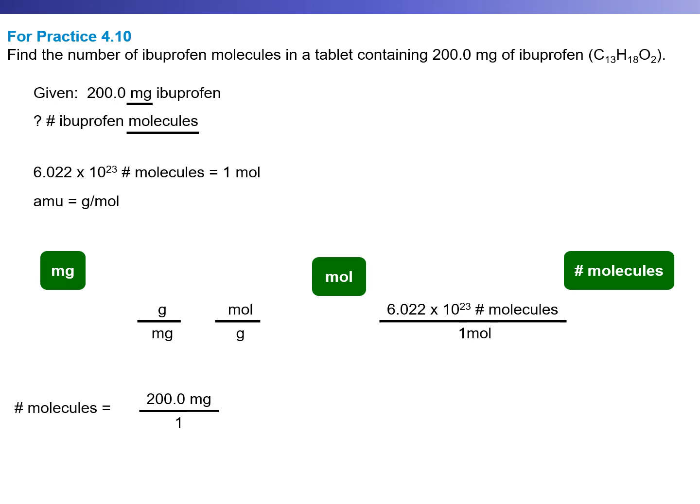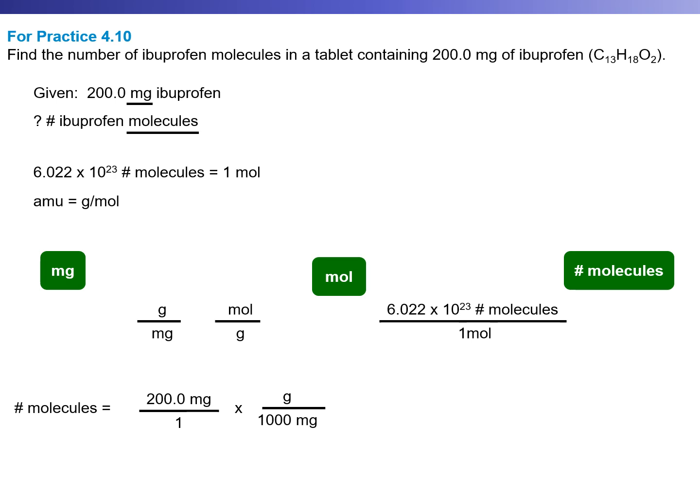All right. So here's our first value, what's in milligrams, and then the next value that we're going to have to plug in is going to be our conversion factor that gets us out of milligrams and into grams. So that's going to be 1 gram over 1,000 milligrams.